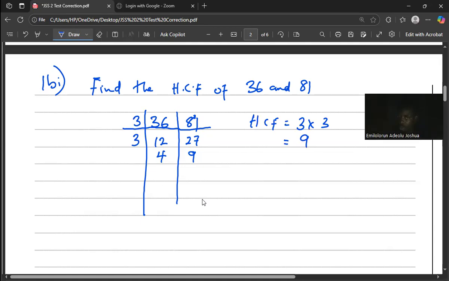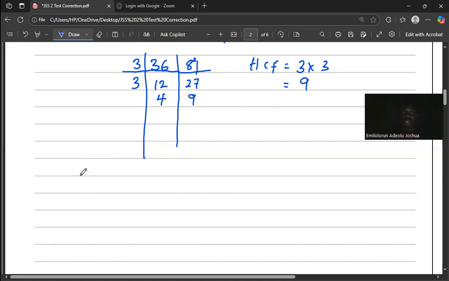But how they did it here is different, sir. The digit in our own is different, but it's the same answer we still get. Okay. You know, it's highest common factor that they ask, isn't it? Yes. 36 and 81. That's the next question.